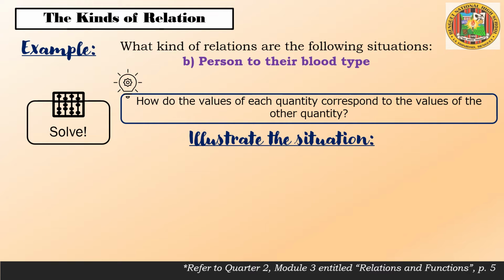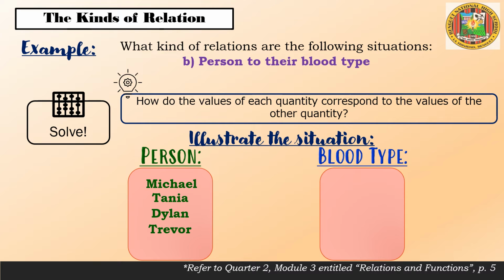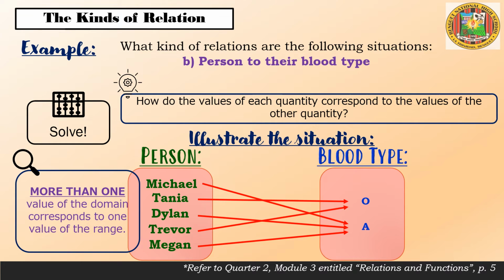Next, we look at the second situation. This is seen on page 7, exercise 1, letter B, item number 4. Illustrating the situation, we have the persons and the blood types, which in the given is only O and A. We can see that two persons have blood type O, while three persons have blood type A. We can observe here that more than one value of the domain corresponds to one value of the range.